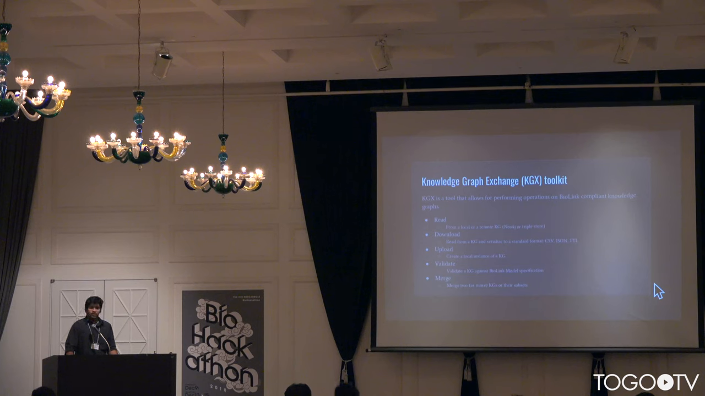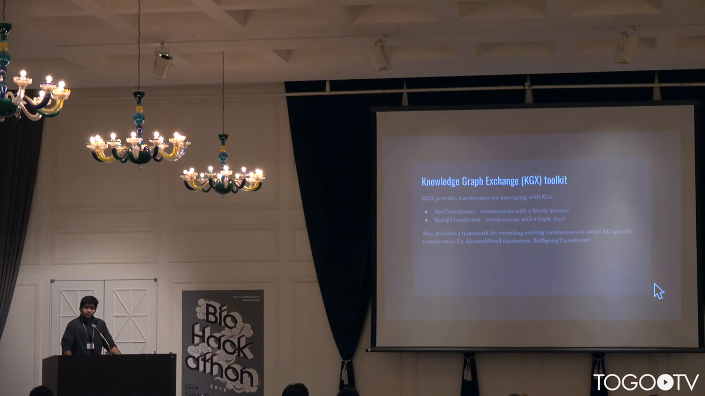With these challenges in mind, we developed KGX, which is a tool that allows you to perform operations on one or more knowledge graphs. These operations are read, download, upload, validate, and merge. KGX itself enforces that the knowledge graphs it communicates with are compliant with the BioLink model. KGX provides transformers for communicating with these different knowledge graphs, one that allows you to communicate with a Neo4j instance and another for an RDF triple store. It also provides a framework for extending these existing transformers so that you can write your own implementation-specific transformers.